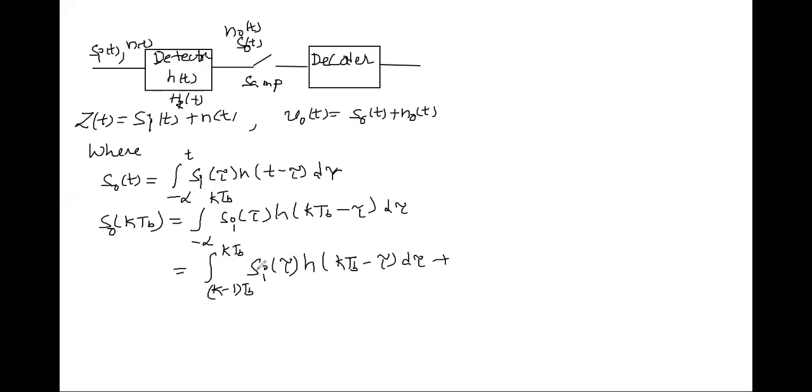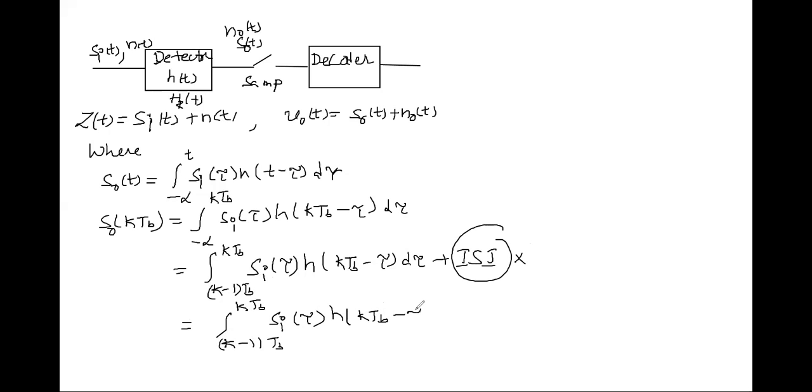Okay, the sum of the remaining parts of the integration over different bit intervals is written as ISI. That means the contribution of the integration over other bit intervals except the kth bit interval can be considered as ISI. And in the assumptions we assumed ISI is 0 or negligibly small, so we can neglect it. So we can write this equation as the integral from k minus 1 into Tb to kTb of Si of tau into h of kTb minus tau into d tau. Okay, so this is the signal component at the output.